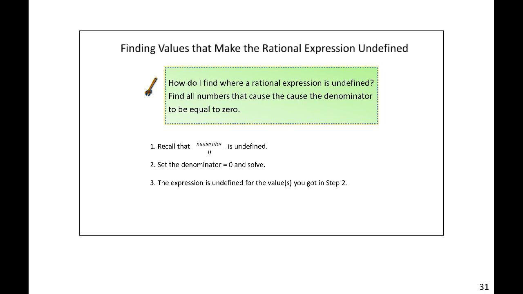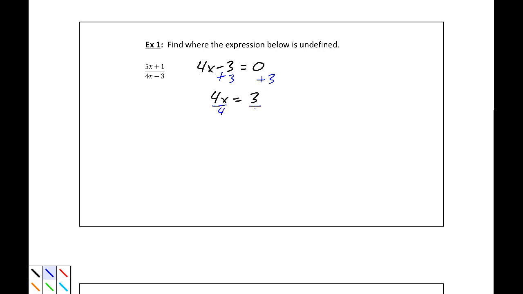So let's look at a couple of examples. Example 1, find where this expression is undefined. So again, of concern to us is the denominator, so we will take our denominator, 4x minus 3, and we will set it equal to 0. All right, now adding 3 to both sides, we obtain the equation 4x equals 3, and then dividing by 4 on both sides, we find that x equals 3/4, which means that our rational expression is undefined when we have an x value of 3/4.